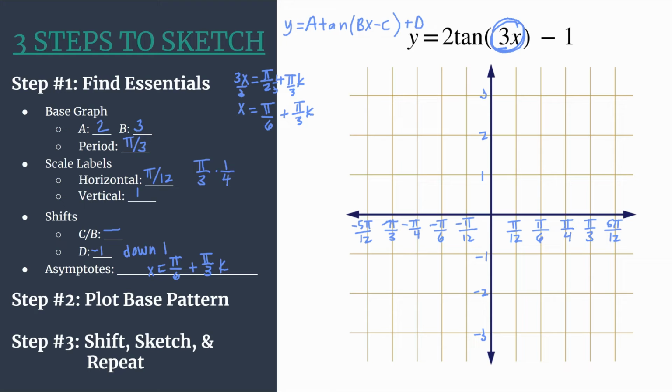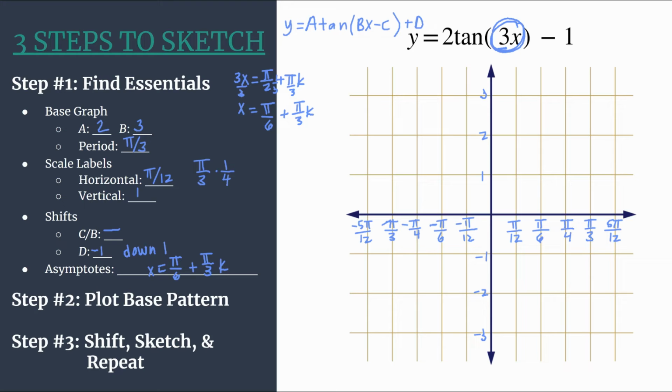But notice that the asymptotes happen once a cycle, so that plus pi over 3k is really just the plus the period times k. So we should feel even more confident that that equation is working well for us. Now we're ready to move on to step 2.